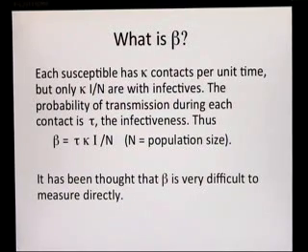So the susceptible has kappa contacts per unit time, but only kappa times I over n are with infected individuals. And then we assume that the probability of transmission during each contact is tau. Now, if I have the flu and I sneeze on him from here, there's some probability he's going to get sick. If I move closer and sneeze on him, it's going to be a higher probability. So tau is some type of average probability.